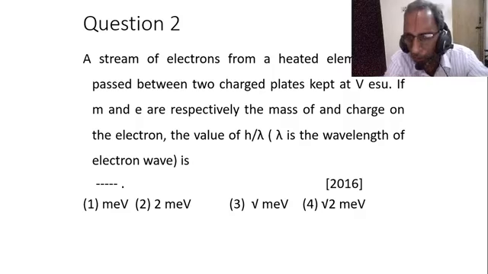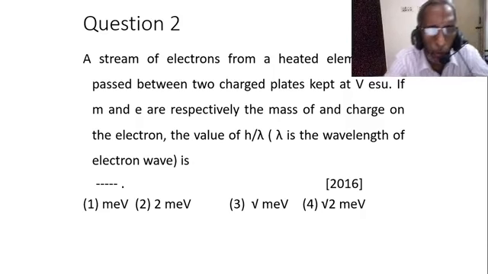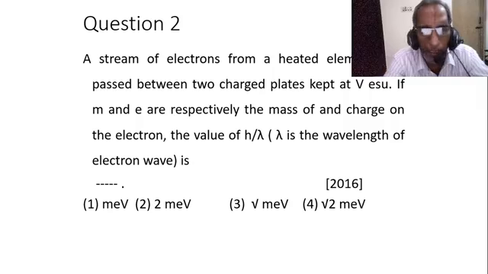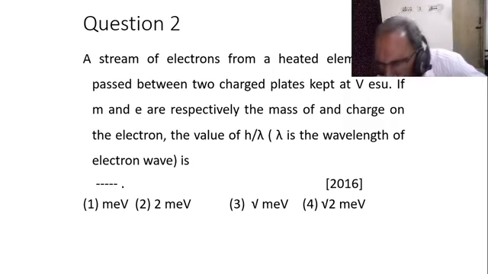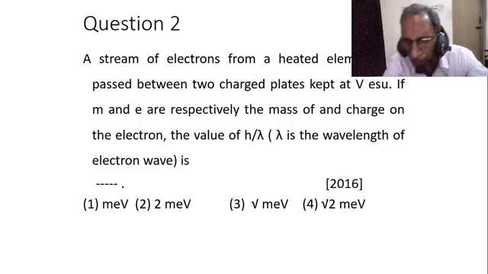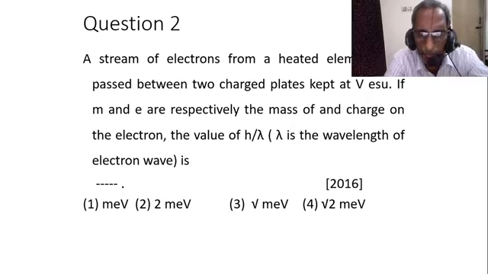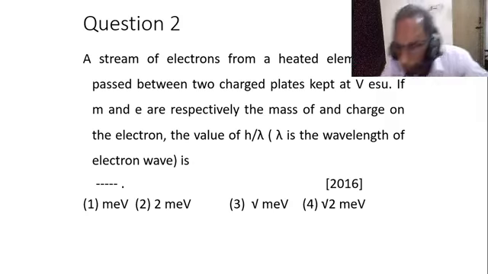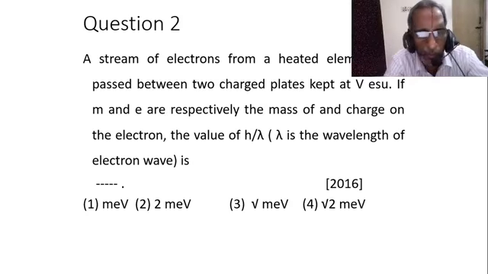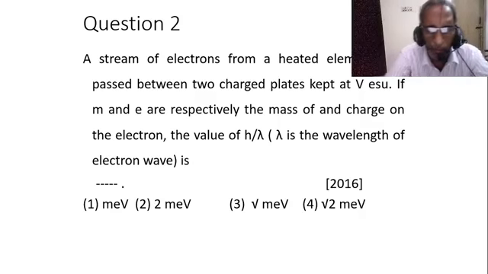What points do you have to note down? What is given? What is asked? What is the relation between them? You have to search. A stream of electrons from a heated element was passed between two charged plates, kept at a potential difference of V electrostatic units. m and e are the respective mass and charge on the electron. The value of h by lambda is dash. It is merely an expression.